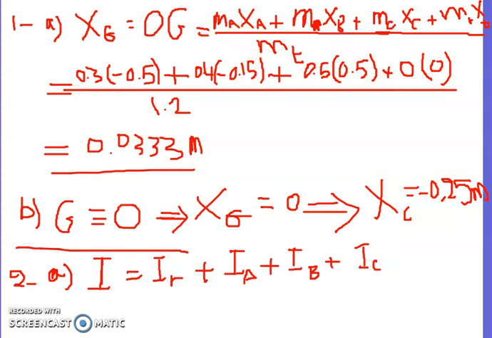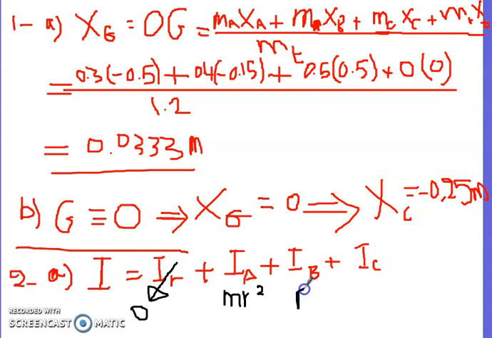But be careful. Here, I of the rod is 0. Why? Because the mass of the rod is 0. So the moment of inertia of the rod is 0. Now A is a particle, B is a particle, and C is a particle. And on every particle, the rule is mr squared.